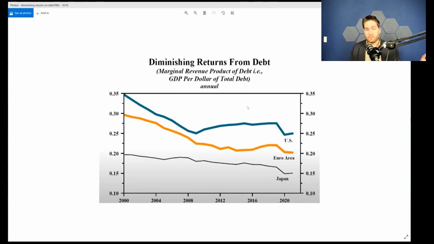Okay. So taking a look at this chart, it's pretty straightforward. Basically, each time that we borrow more and more and more, we're getting less and less returns. And then what we're going to do going forward is borrow more and more and more, because that's all we know how to do. And in order to get out of this situation, that's what we're going to do.